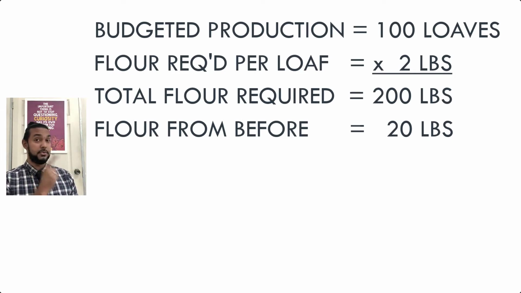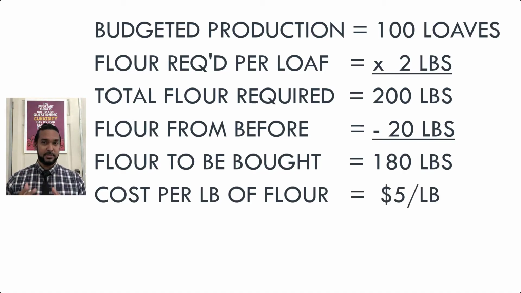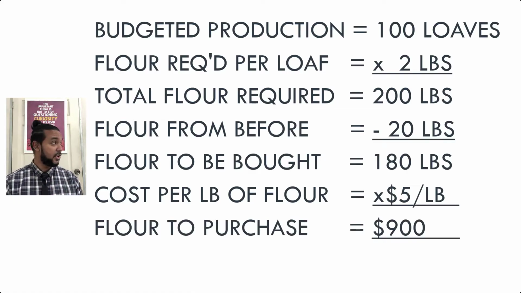You can take the 200 you need and subtract the 20 you already have, which will give you 180 pounds of flour that you need to buy. And let's also assume the flour costs $5 per pound. So you're going to take the number of pounds you need to buy and multiply by the cost per pound. So 180 by 5 will give us $900.